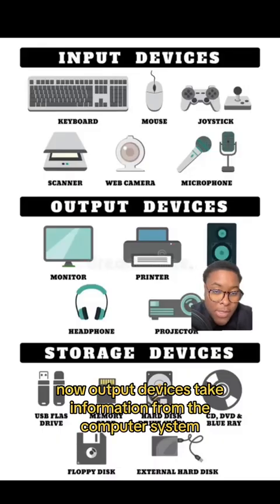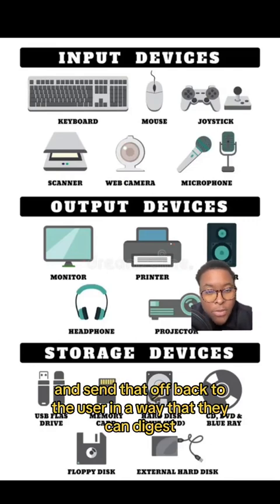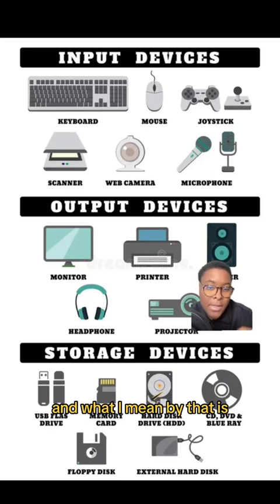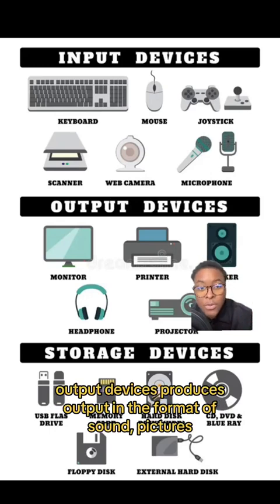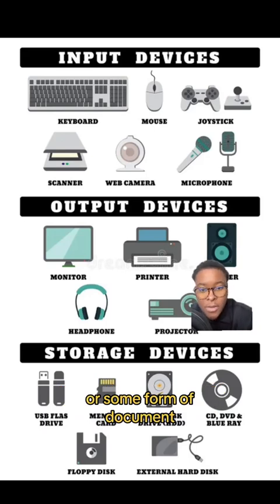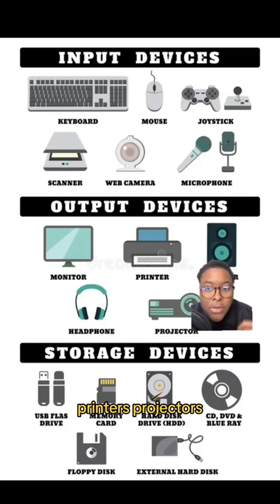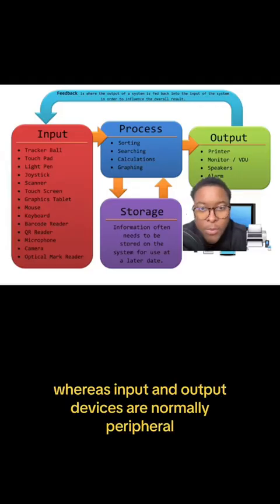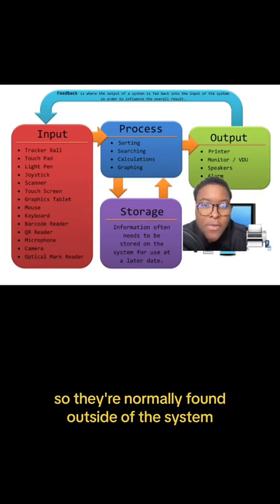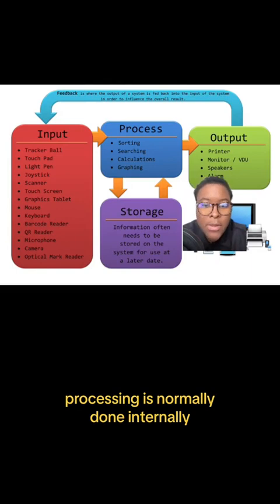Output devices take information from the computer system and send it back to the user in a way that they can digest. What I mean by that is output devices produce this output in the format of sound, pictures, or some form of document. So your output devices would be things like speakers, printers, projectors, monitors, and so on. Input and output devices are normally peripheral, so they're normally found outside of the system. Processing is normally done internally.